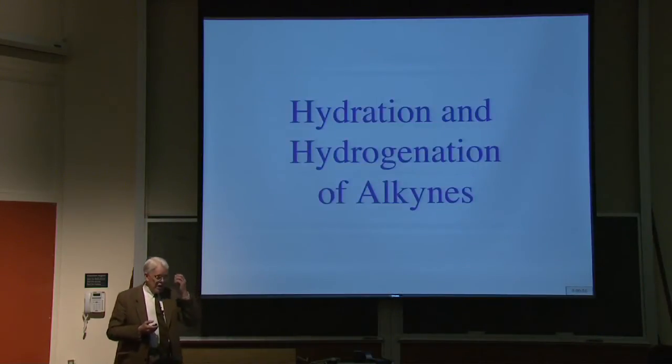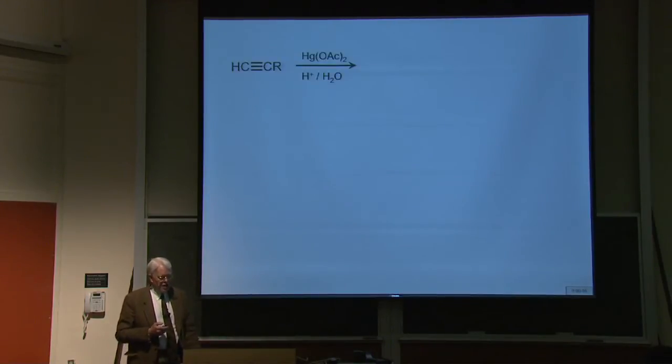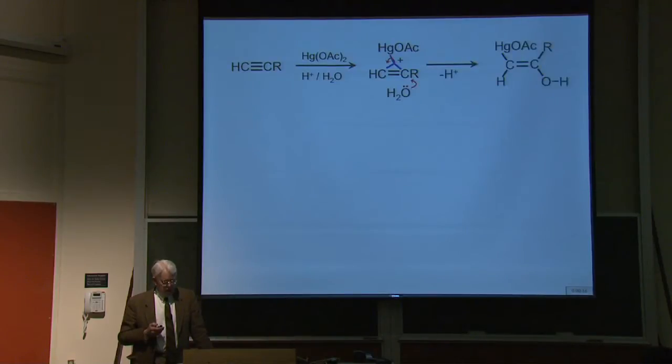Now, hydration and hydrogenation of alkynes. First, hydration. We can do the same kind of thing we did before, the alkoxymercuration, which you may remember forms an unsymmetrical bridged ion. Then water can open it up, and you get the addition of mercury and OH, hydroxymercuration.